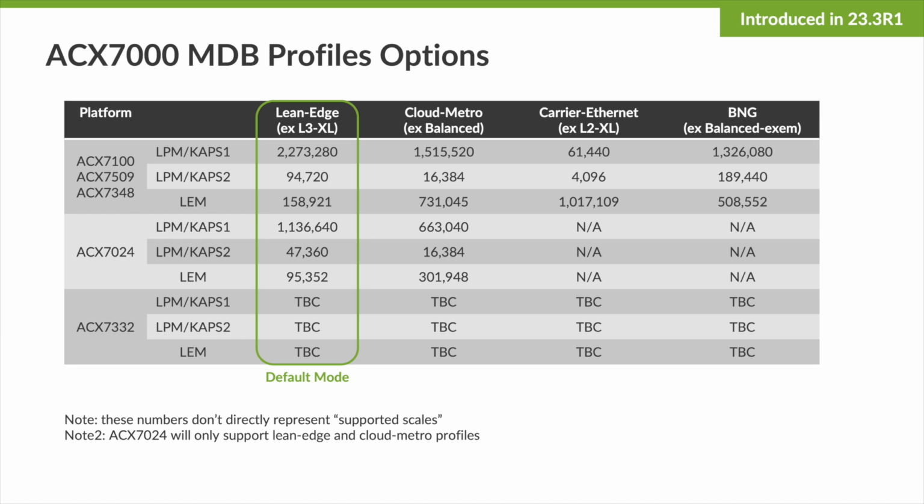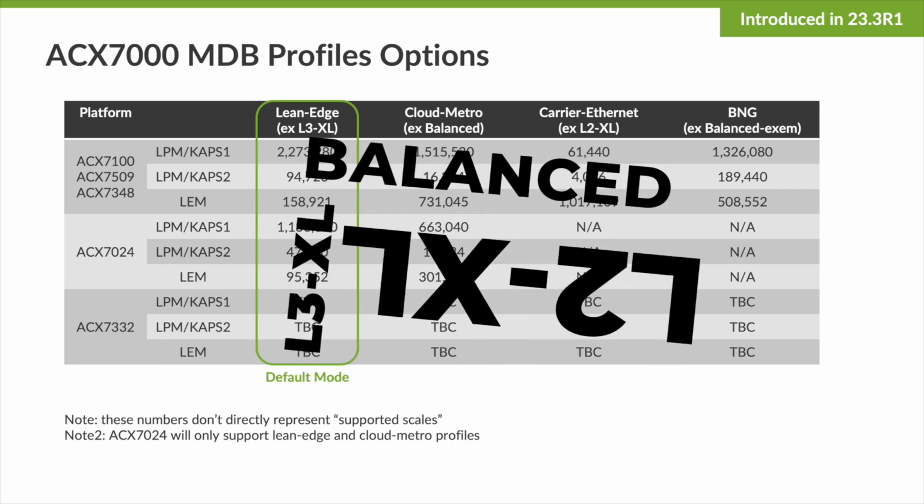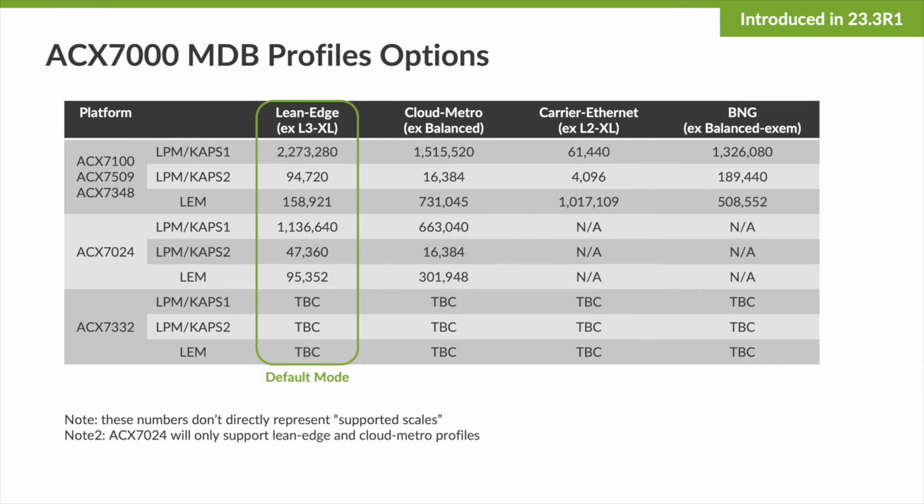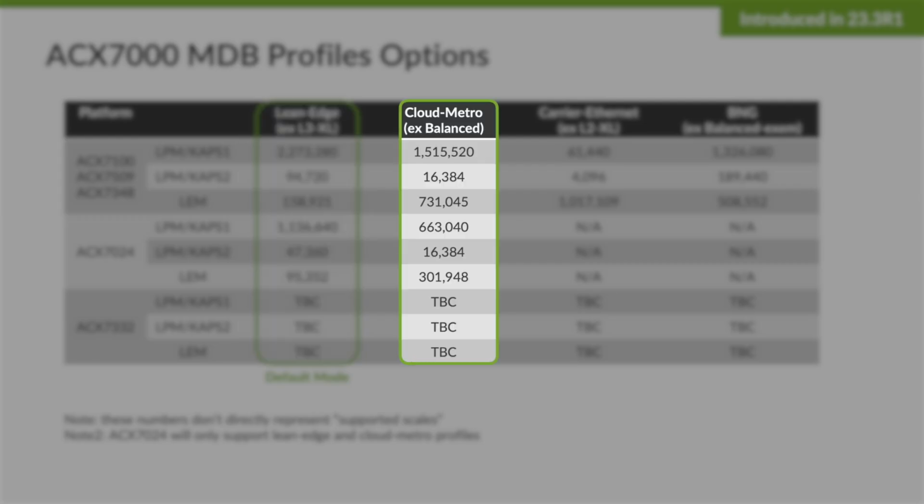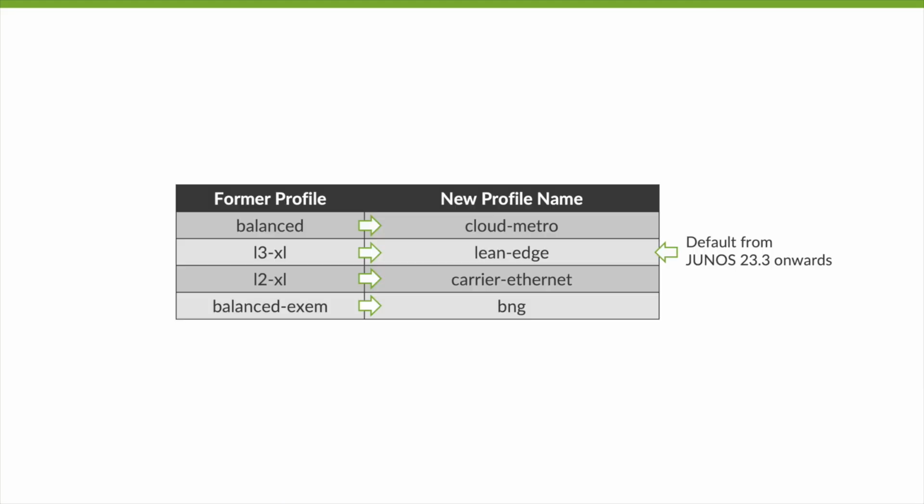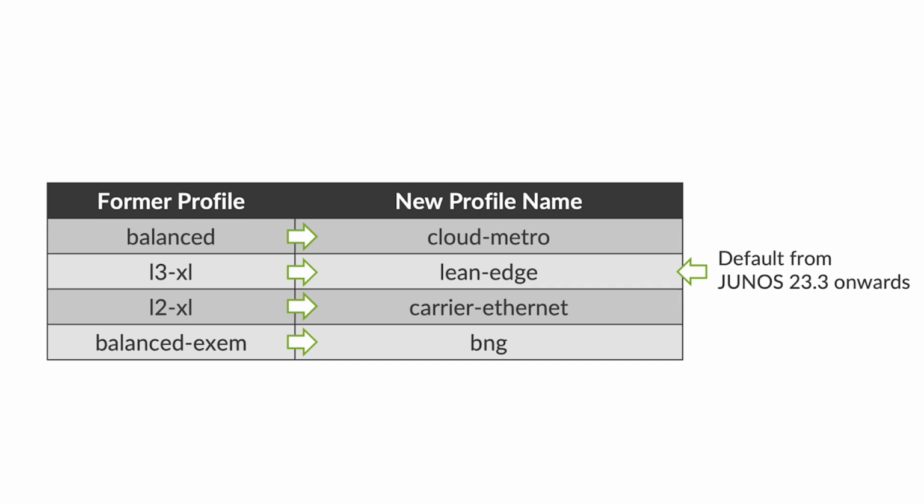Remember, shipping in 23.4. These profiles existed from previous versions. We used to call them L3XL, balanced, L2XL, and balanced eTCAM. We are renaming them now to the role we want them to occupy: Lineage, Cloud Metro, Carrier Ethernet, and BNG. And we are modifying the default mode. It used to be balanced. Now by default, it will boot in Lineage if you don't configure anything, simply because the majority of our customers are using the product as L3 routers.